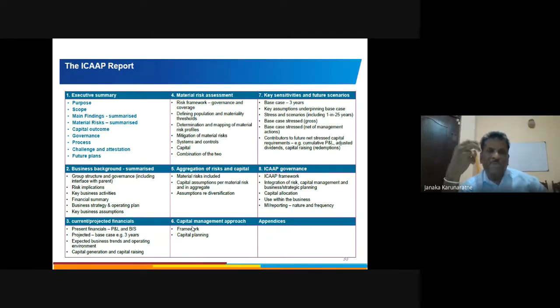Defining population and materiality thresholds. Even though risks are there, not all risks affecting your business are material. So you must concentrate on the material risk only. Then determination and mapping of the material risk profile. So you have to map the risk in line with the capital. Mitigation of material risk. What are the risk mitigations you have?